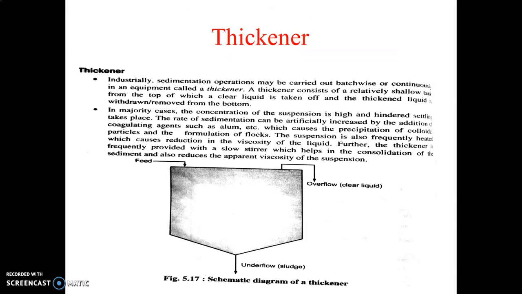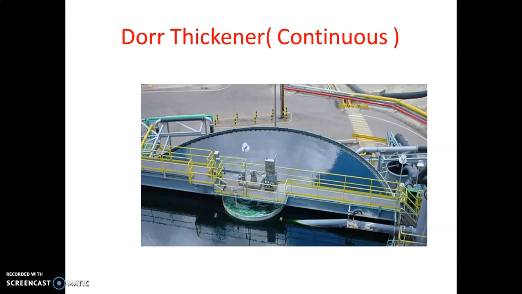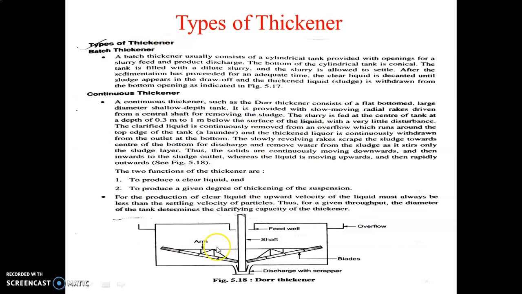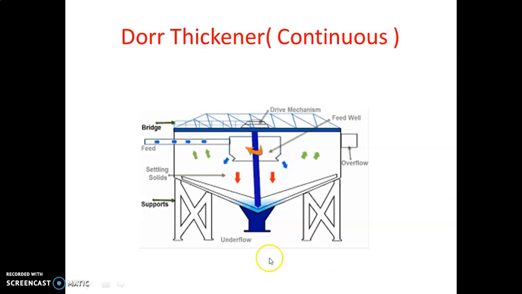So, before going to the details of coagulants, I just want to show the actual photos of the Dorr thickener, that means the continuous thickener. If we look at this figure, this is the actual photo of that schematic figure of the Dorr thickener, which is used as a continuous one. Here the feed is going into this feed well. This is called a rake, and these are the supports.